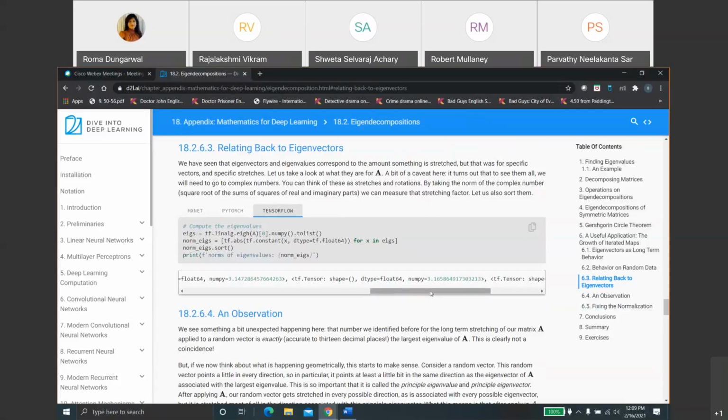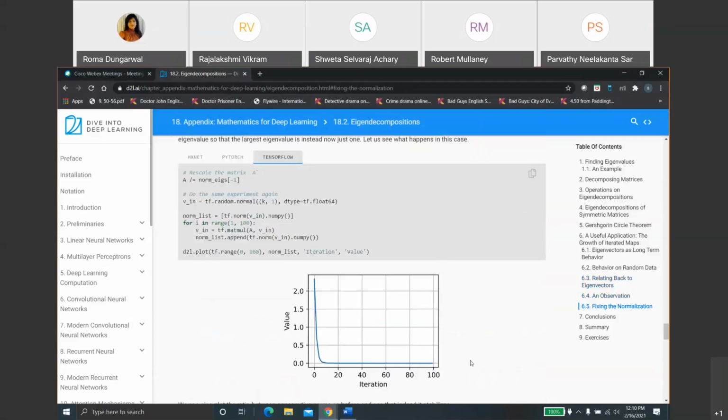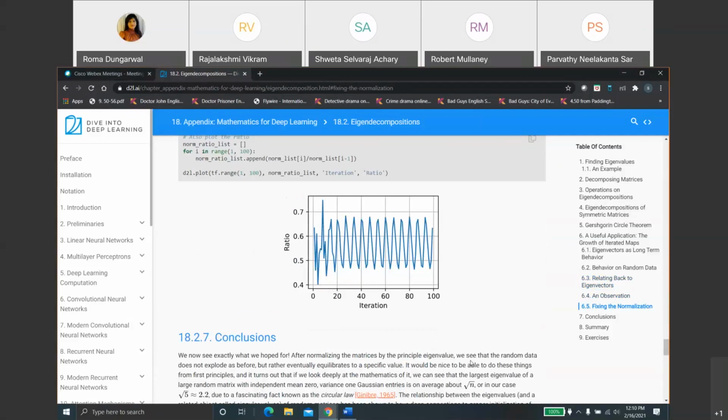And this largest eigenvalue for the current matrix is 4.173 something. This is called your principal eigenvalue. In order to let our vector reach an equilibrium state and keep it stable, we need to normalize our A matrix with this. Once we do that, we will get a normalized, stable vector. I think the conclusion states the same. The stretch factor remains the same; it is basically being normalized.